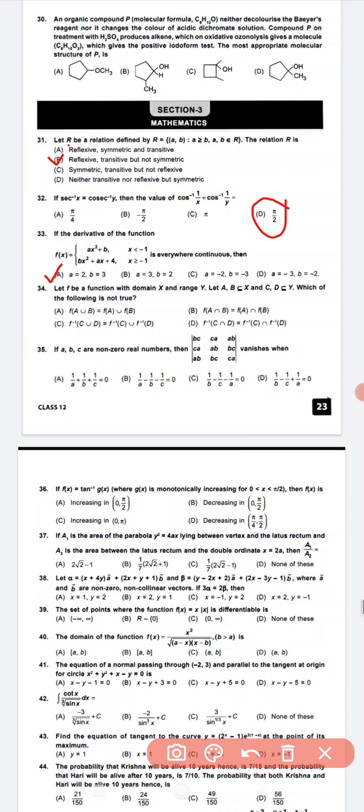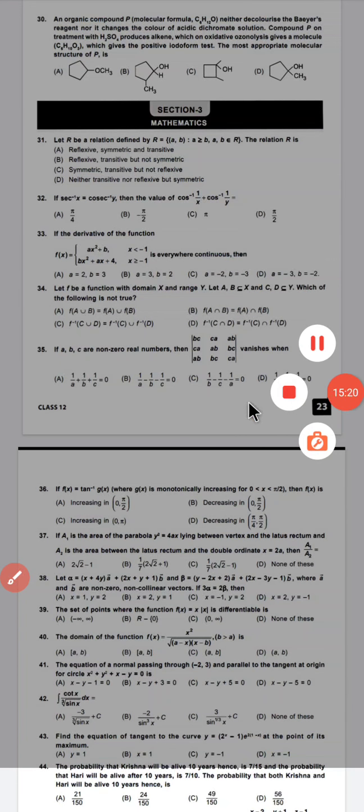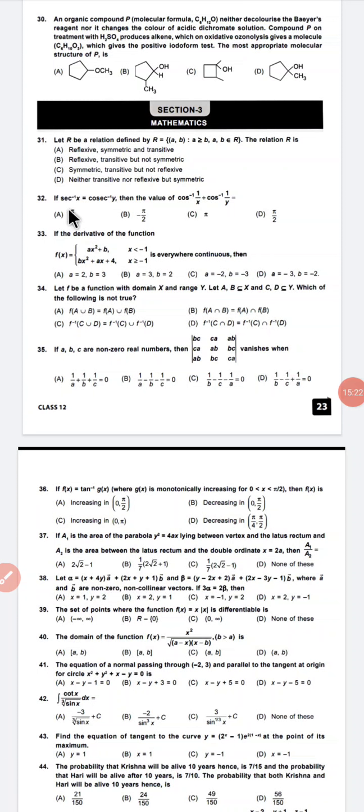After that we have the next question, question number 34. If f is a function with the domain X and the range Y, let a, b belong to X and c, d belong to set Y. Which of the following is not true? Four of these options are there, and the correct answer option for 34 is B. B is the correct answer option.